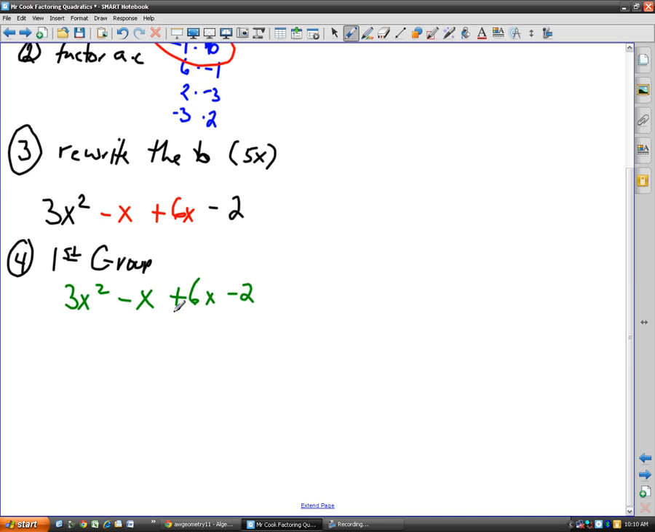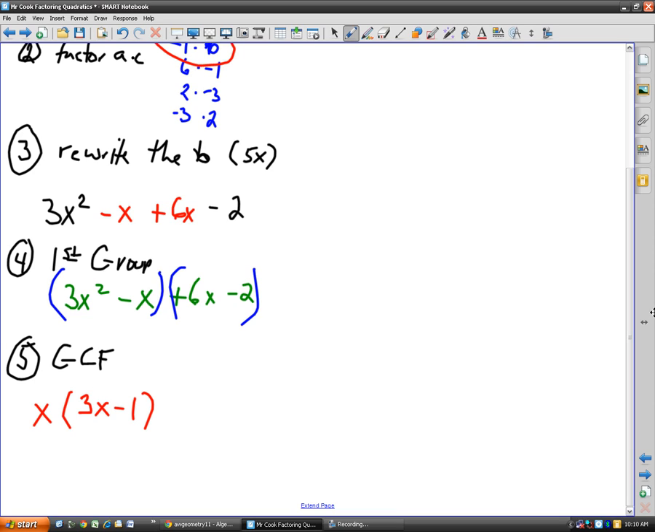So now step 5 is, what is the greatest common factor in each one of these. In this one, you'll notice I have an x in common, so I factor out an x. I'm left with 3x minus 1. We talked about that one earlier. In the next one, the greatest common factor looks like it is 2. So I take out a positive 2, and then I get 3x minus 1.